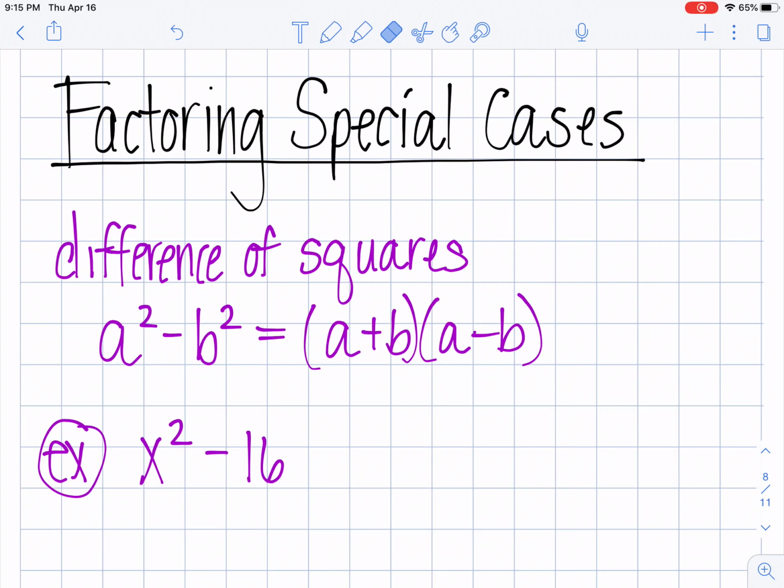Video, we're going to be talking about factoring special cases. So there's two different kinds of problems we're going to be talking about. The first one is called difference of squares. So you'll notice that it is this formula right here.